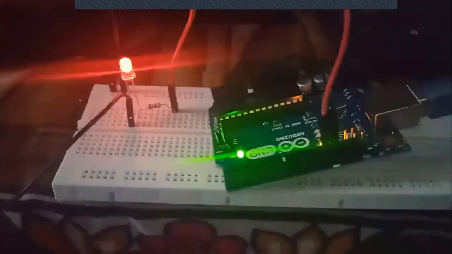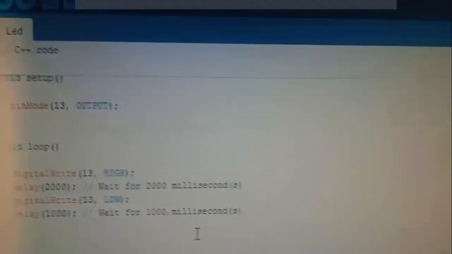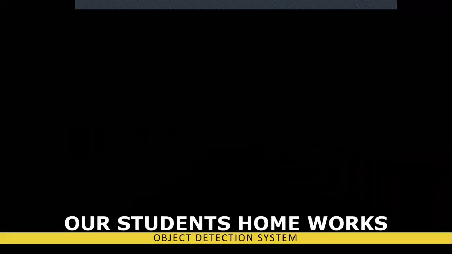This one is Arduino LED blinking. You have to program it, and then the LED bulb will be turned on and turned off. So these kinds of things you can also make by learning from our class. That is why I'm showing it to you.